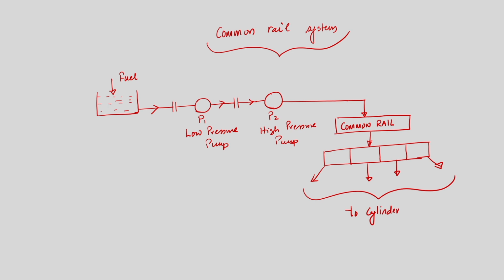To cylinder. Now, this is known as metering element. Common rail basically is a common reservoir, right.